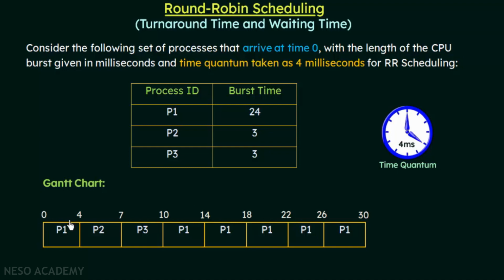And after that, what will happen? P1 will be preempted and the CPU will be given to the next process in the queue. Which is the next process in the queue? It is P2. And what is the burst time of P2? P2's burst time is 3 milliseconds.